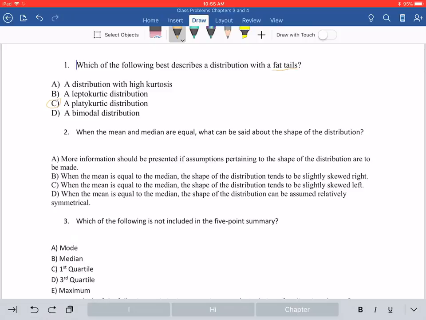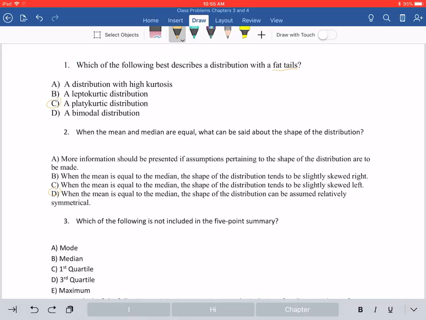When the mean and median are equal, what can be said about the shape of the distribution? Well, if the mean and median are equal, as you read through all these, you're going to pick answer D. The shape of the distribution is assumed relatively symmetrical, right? It's not leaning to one side to the left or right. There's no skew this way or skew that way. It's said to be relatively equal, and that's because the mean and median are equal to each other.